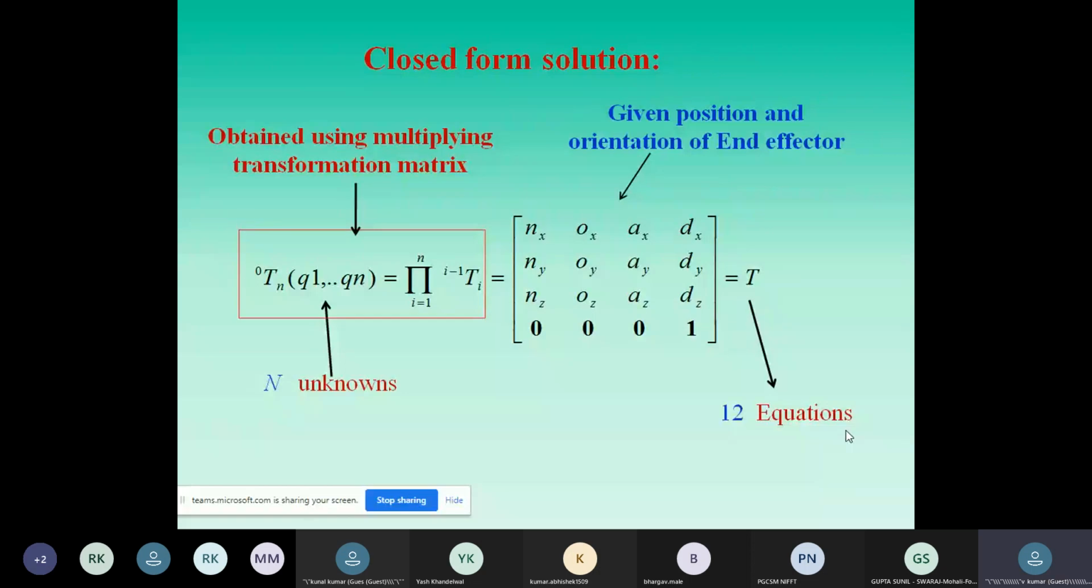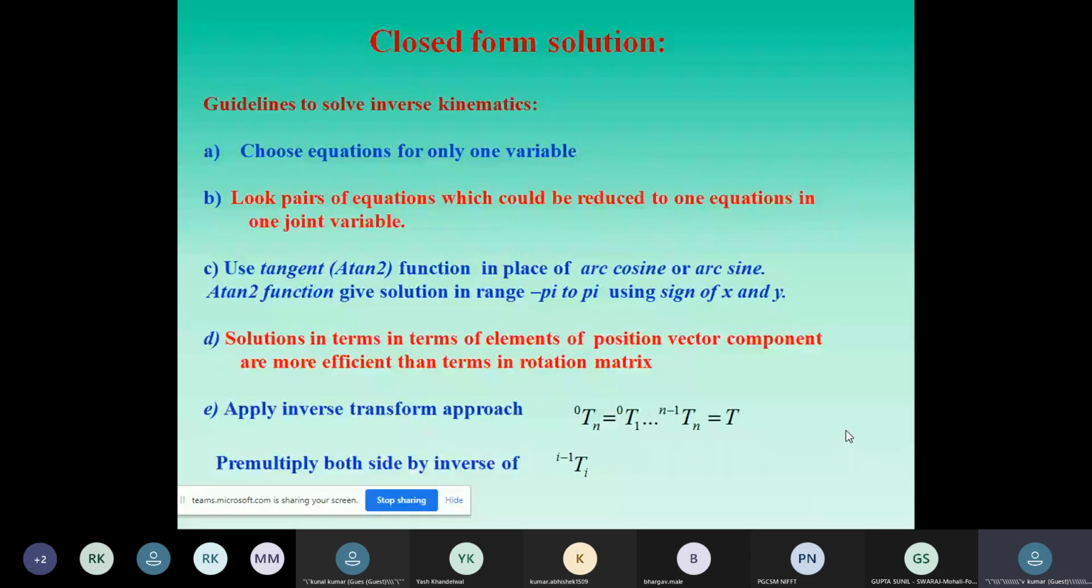For that there are some rules. If we follow those rules, then we will find some solutions from the 12 equations. What are the rules? Some guidelines, not rules. You apply this method, then we will find some solutions for an n-DOF manipulator. So these are the guidelines.